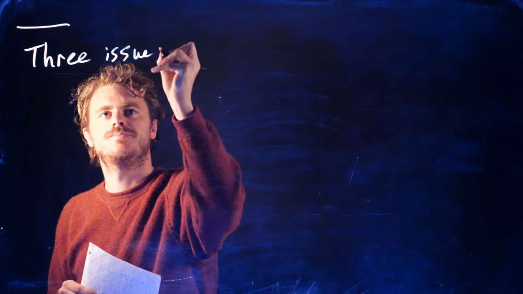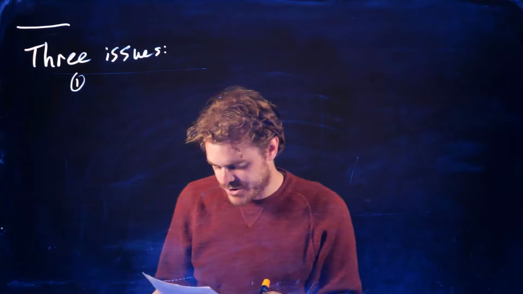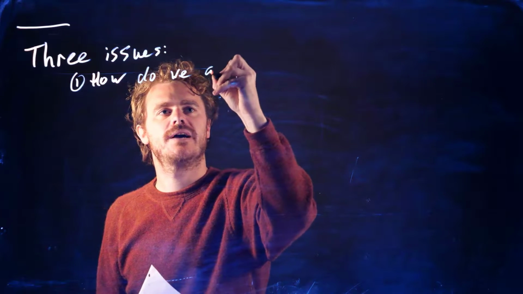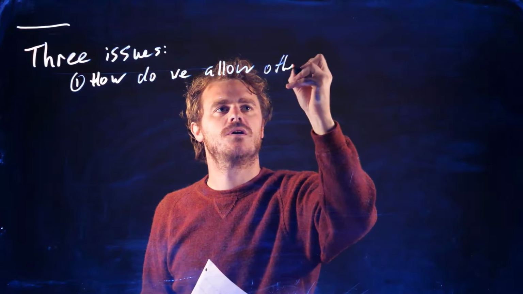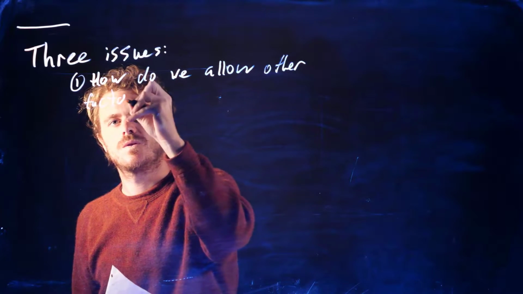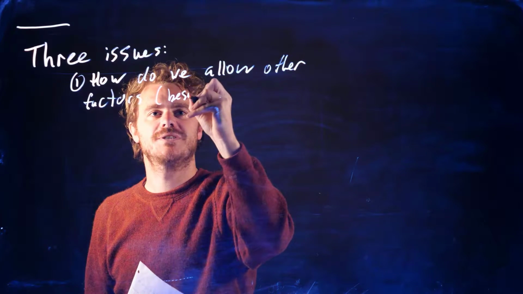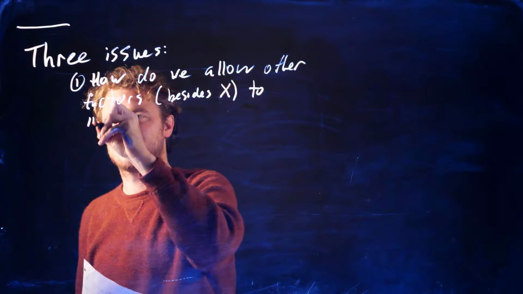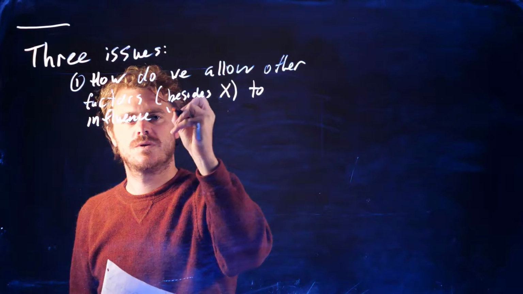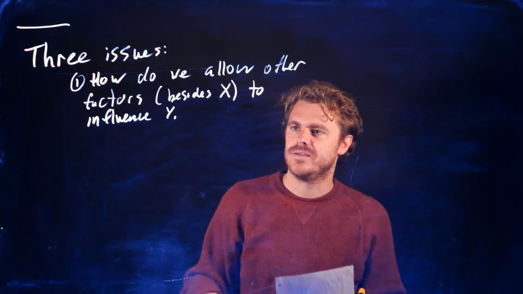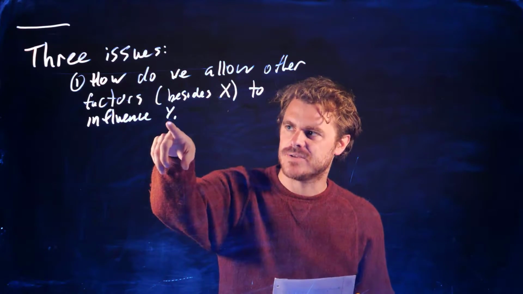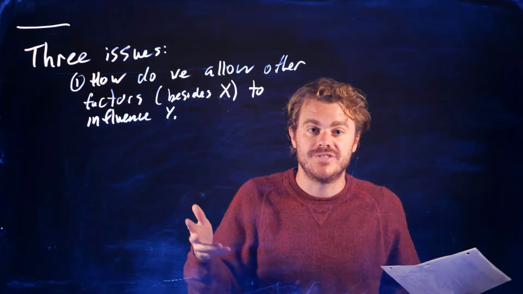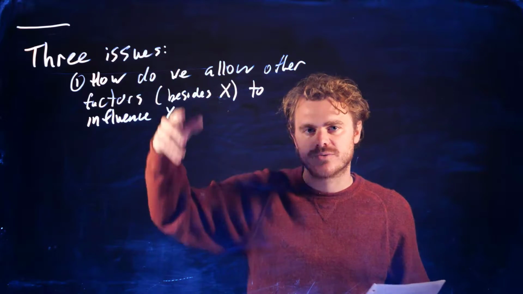Three issues. The first issue is, how do we allow other factors besides, let's say, x to influence y? So let's say we have two variables, x and y. We're trying to figure out how x affects y. Well, how do we allow other factors? We know there's lots of things that might affect wages besides education, for instance. How do we let those other factors affect y?